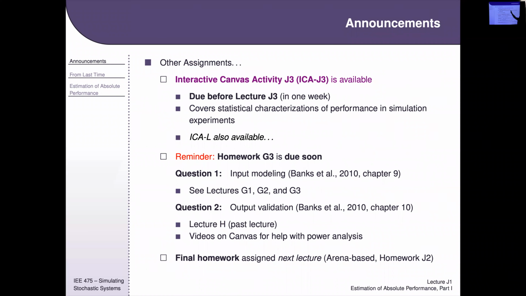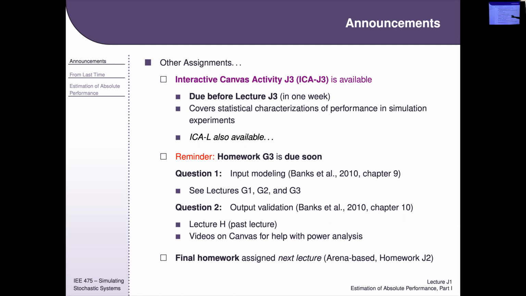Otherwise, there's only a couple of other ICAs left over this semester. So there was J1 that was due today. J3 and L are the last 2 novel ICAs. And then the only other ICA after that is ICA M, which is meant to be kind of a final exam review, like we did before the midterm. Homework G3 should be due soon. We've kind of covered all of this stuff already.